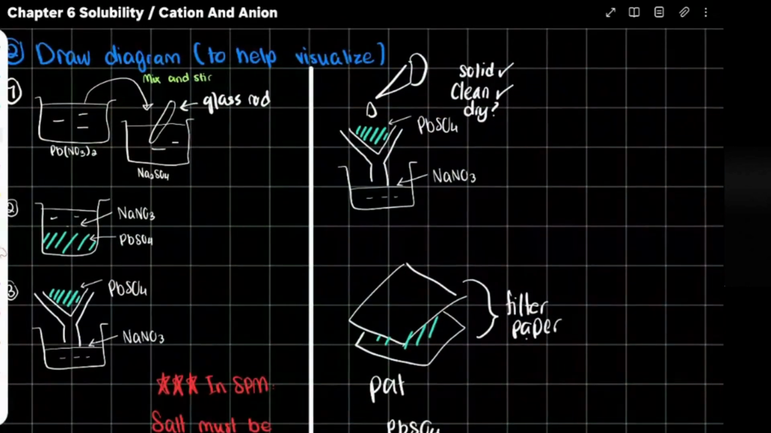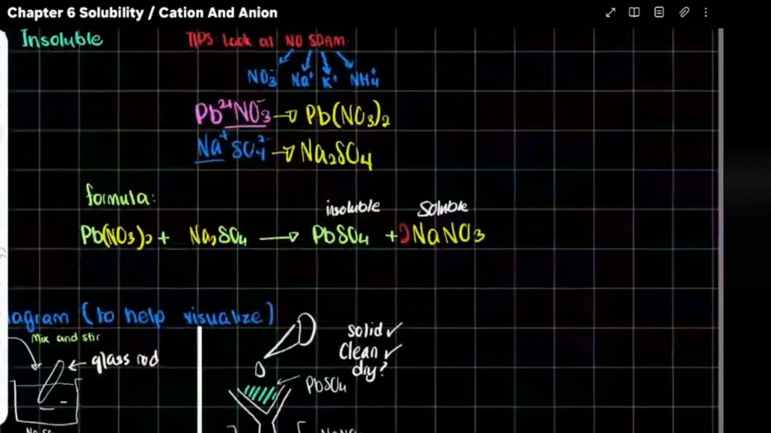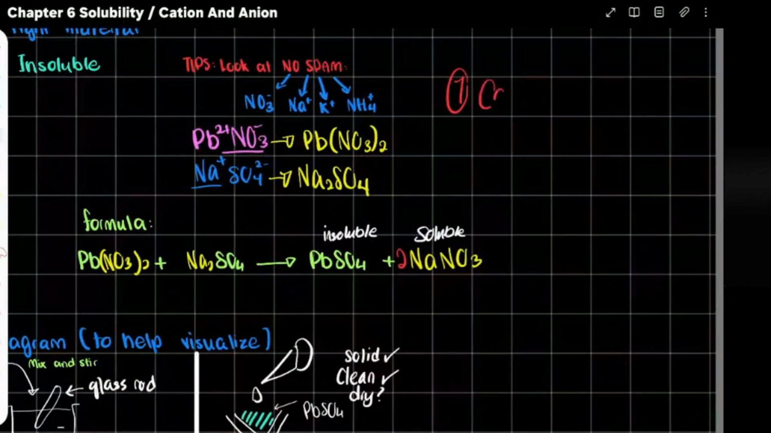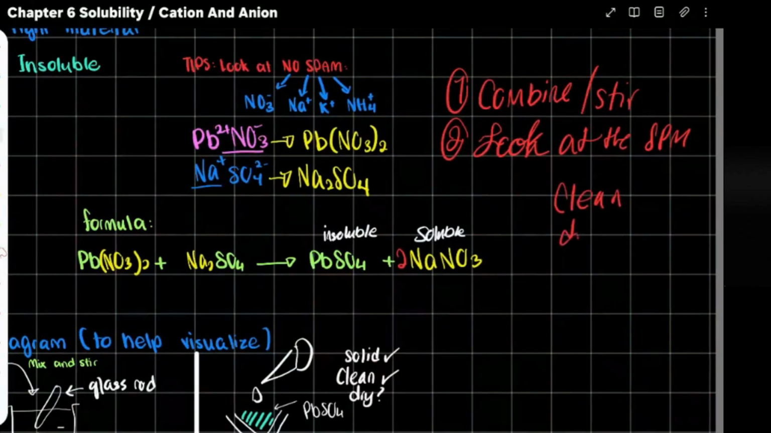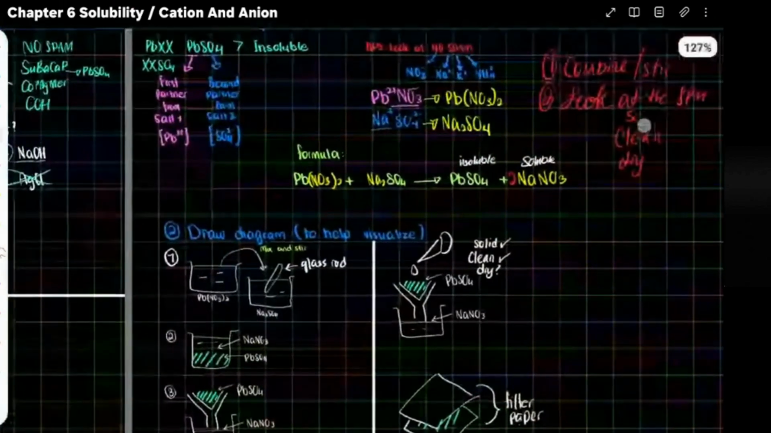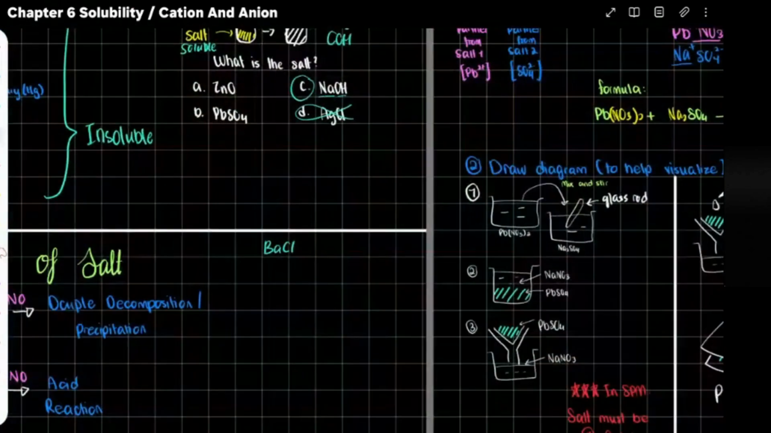Use common sense. There are two steps here. The first step and the last step, combine. The second step, you have to look at the SPM thing. Look at this. You have to look at whether it's clean, dry, or solid. You have to make sure it's all of these three, or else your salt won't be counted as salt. So now we're done with the first method already.